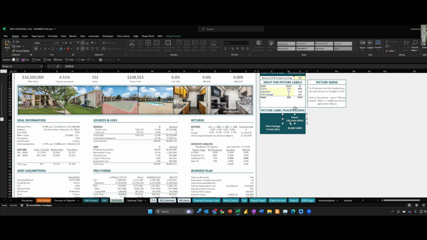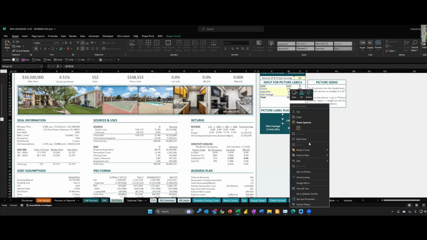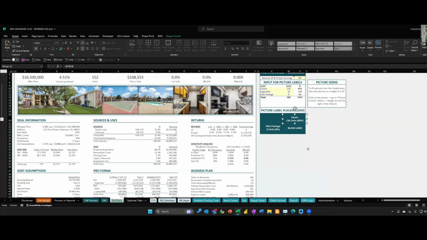And then the classic unit, I right click on it. I bring that to the front because right now those pictures are on the layers. The pictures are in front. I want the label to show in the classic unit. So this is helpful for our investors, right? Because they know we're looking at the property and we know how many of these units are classic. That's a key part of our business plan. So we want to make sure that's really clear.